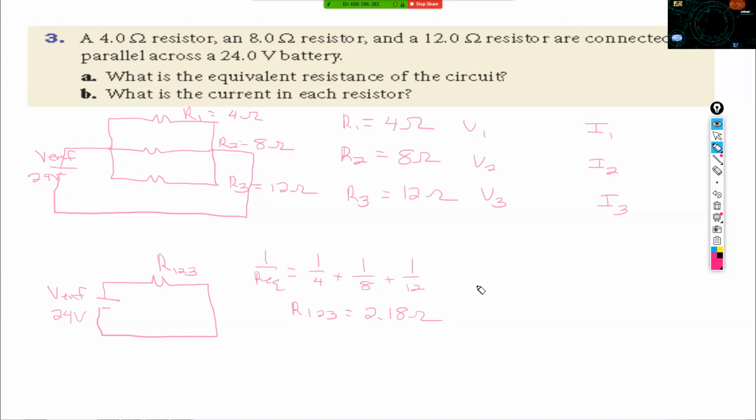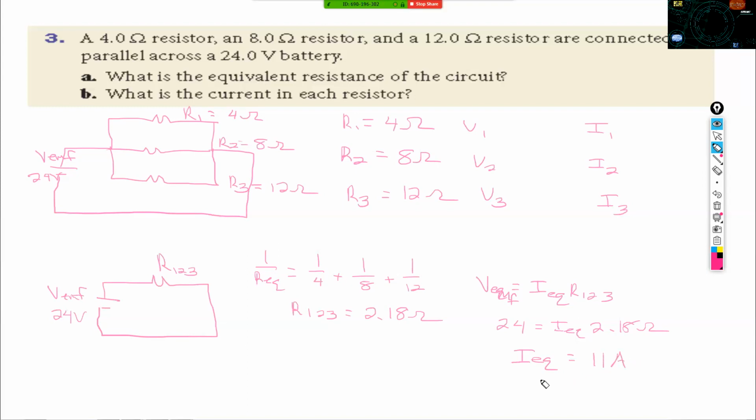Now, to find the current through that circuit, it's all the same way now. So that should be EMF equivalent, and then R123. So 24, R123 is 2.18 ohms. And so the current going through that circuit is going to be 11 amps.